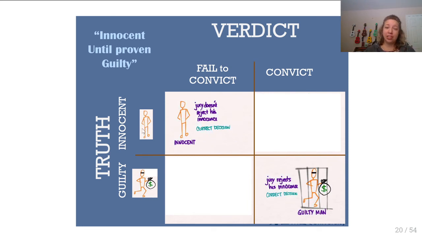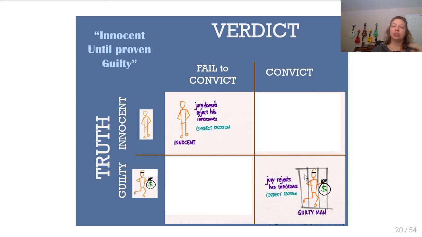If the party that's being charged with the crime didn't do it, if they're truly innocent, we can get that right by failing to convict them. That's a correct decision. However, there's another way to make a correct decision. If that party is guilty and we convict them, that is a correct pairing. So there are two ways to get a correct result out of a jury trial.